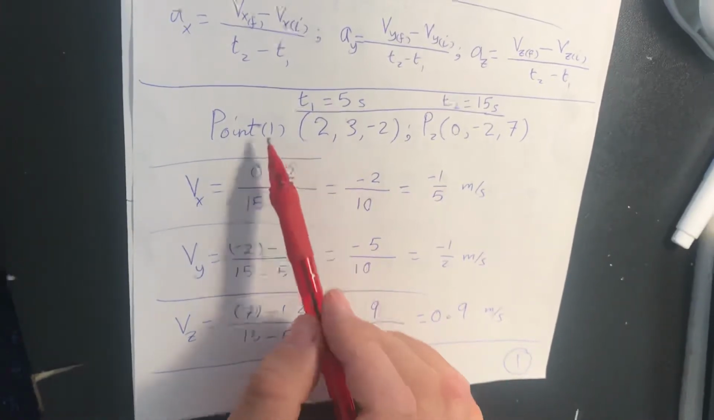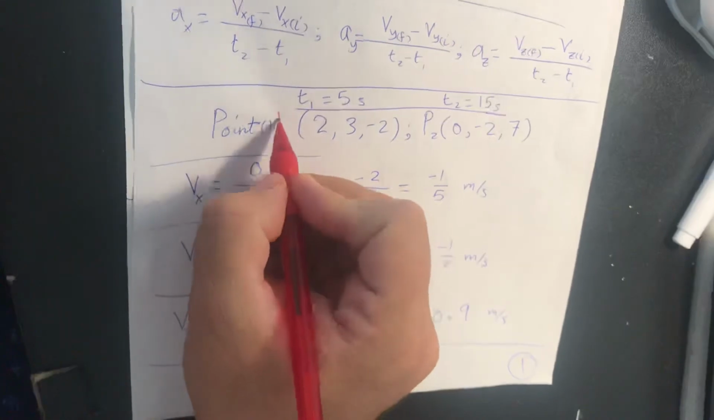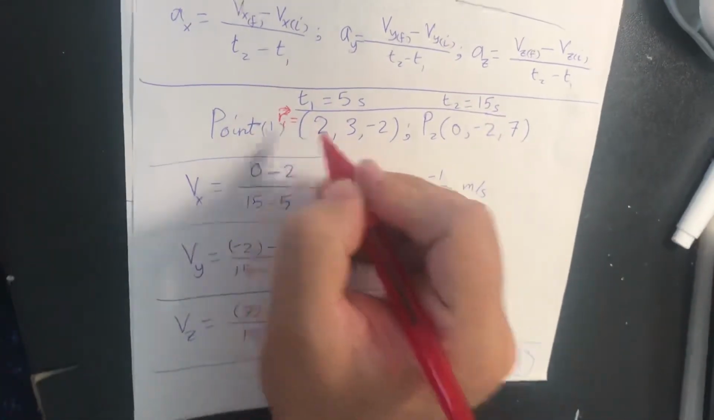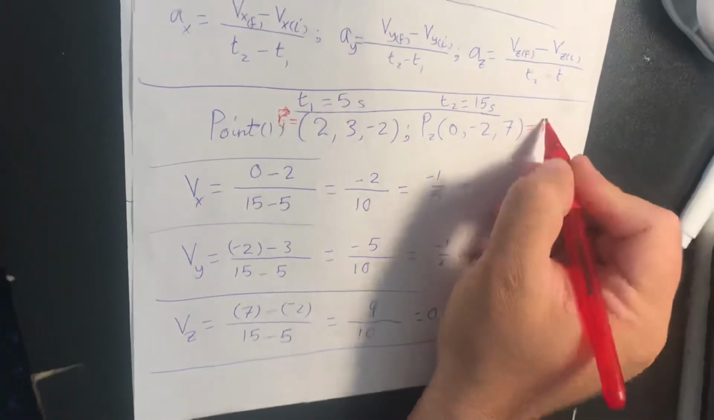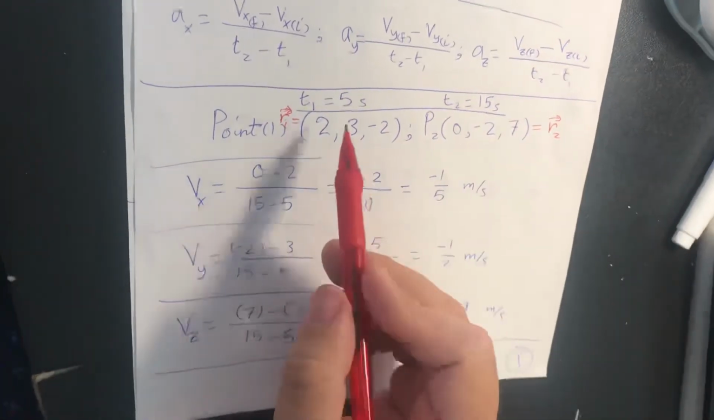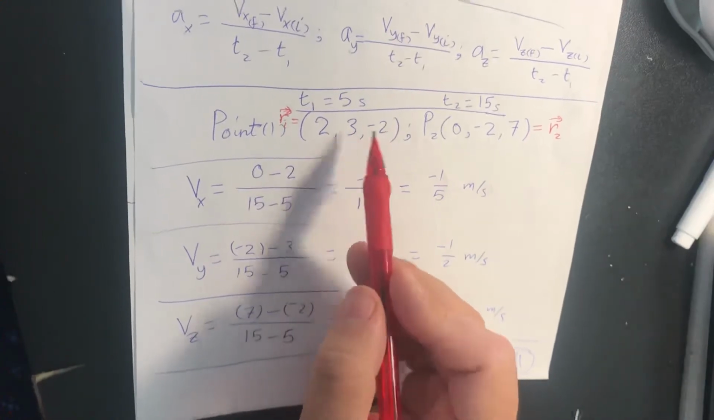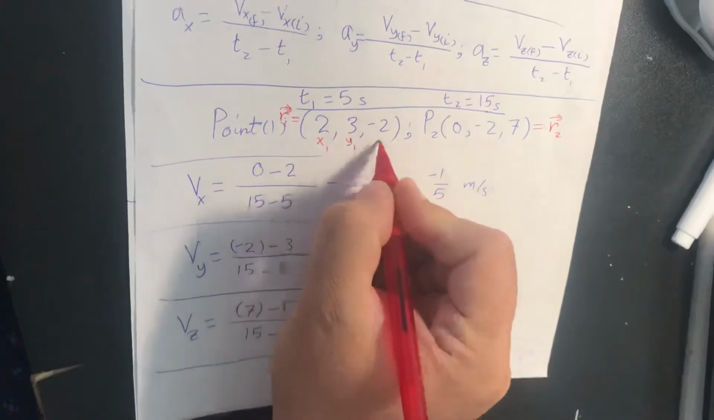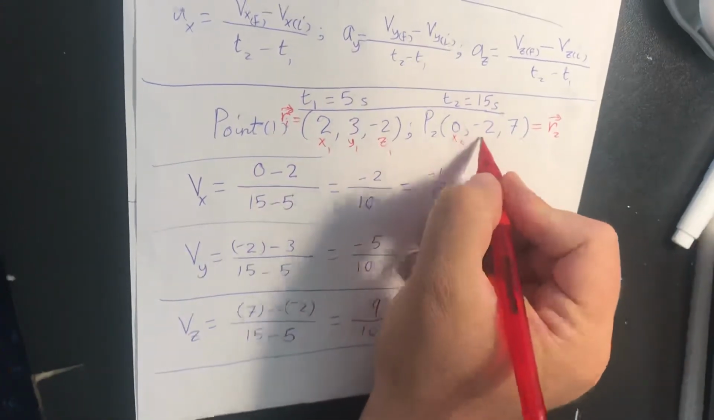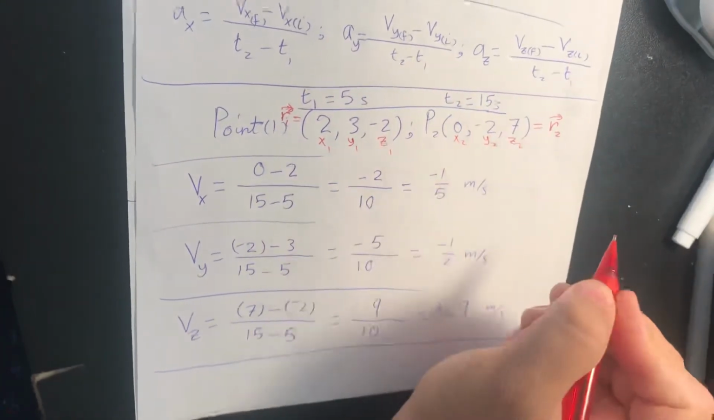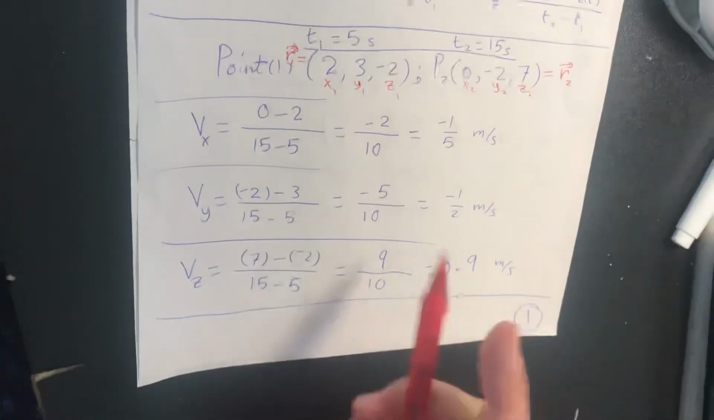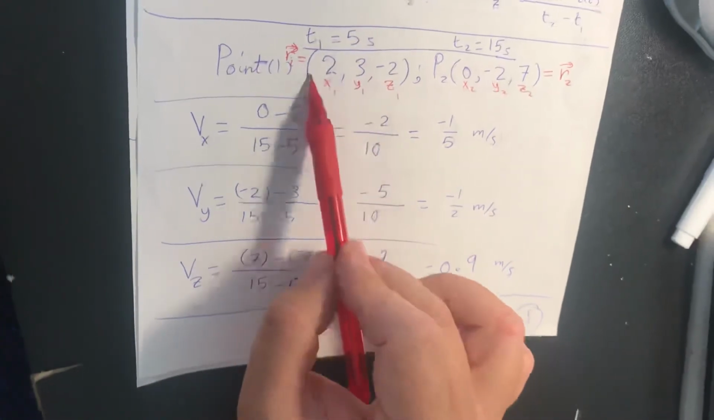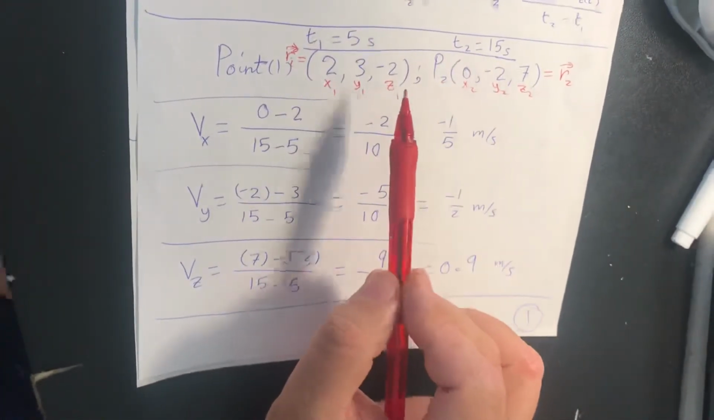Now, point number 1, which is the initial position vector r1, and this is r2 or r final. This is x1, this is y1, this is z1, this is x2, y2, z2. We need to compute the average velocity in this motion. An object moves from point to point during a time.